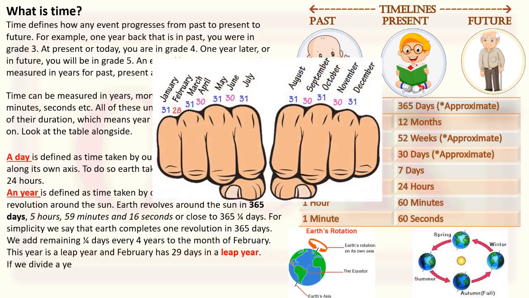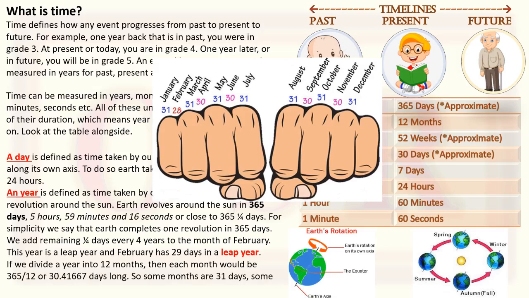Okay, now if we divide a year into 12 months, then each month would be 365 by 12 or 30.4 days long. So some months are 31 days, some are 30 days and Feb has 28 days, all summing to 365 days. Now look at this picture. Remember how to count the number of days in a month.